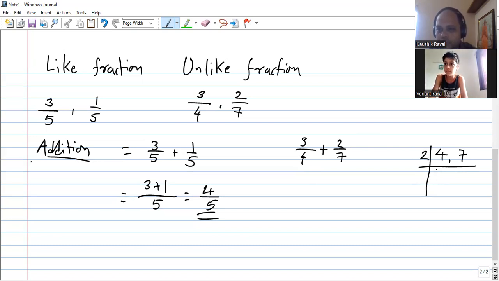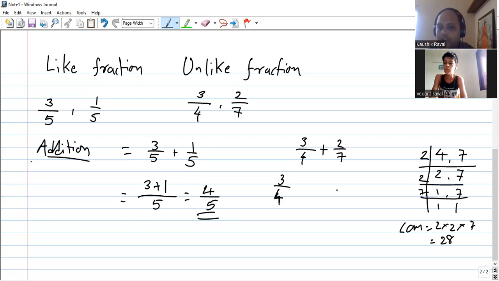You'll start with 2, 2 2s are 2, 7 is indivisible by 2, so again 2, 7. 7 is a prime number, so simple. Okay, so what is LCM? 2 by 2 by 7, that is going to be 28. And how do you make 3 by 4? Now 3 by 4 has to be converted into the fraction which has got 28 as denominator.